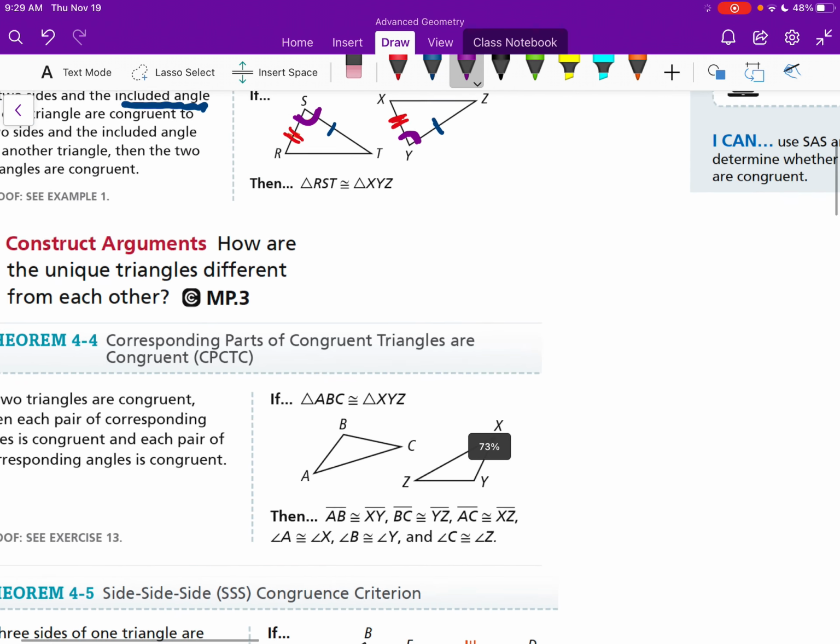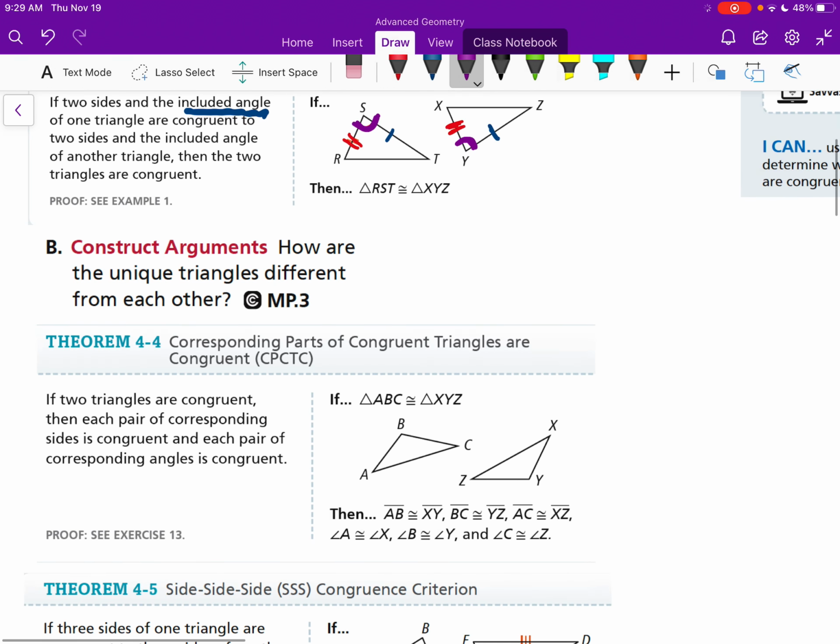Another really important theorem is just that corresponding parts, this is going to be a mouthful, but you guys got this. Corresponding parts of congruent triangles are congruent. And you're like, whoa. All that means is if you know the triangles are congruent, then their corresponding sides are congruent and their corresponding angles are congruent.